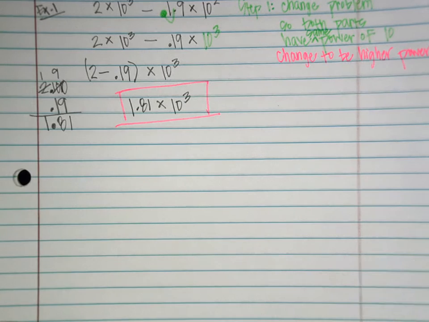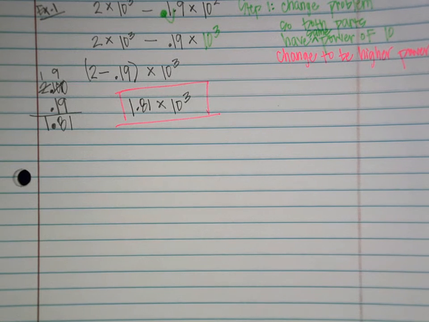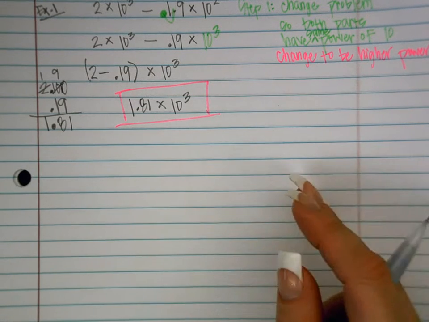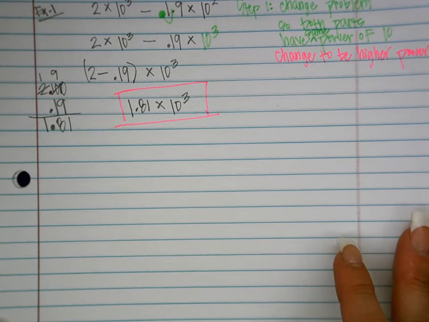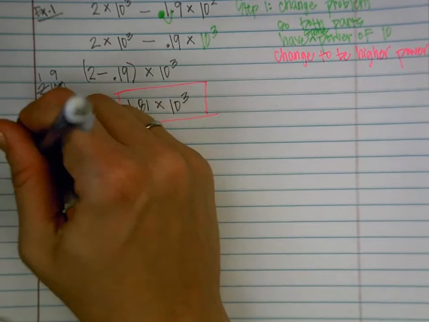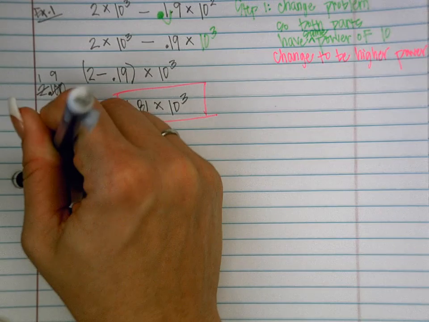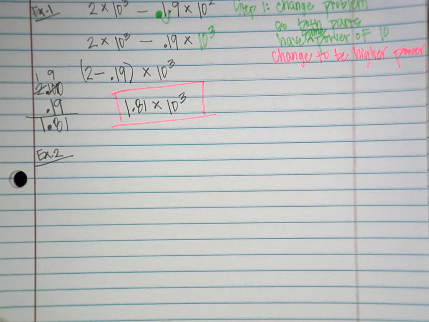So we're changing these to be the same power of 10, and then once you have the same power of 10, you can do your addition or subtraction. We're going to do a couple of these. I know these are a little bit confusing. I've seen your test. I just got it. There is some of this stuff on there, so it is a little challenging.